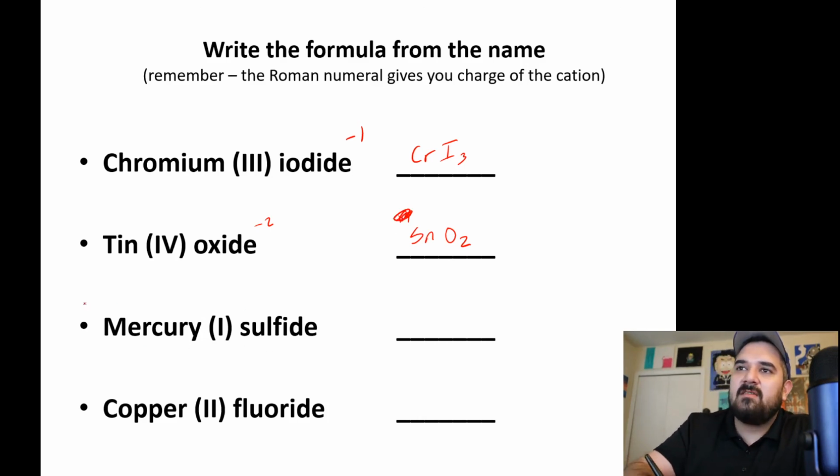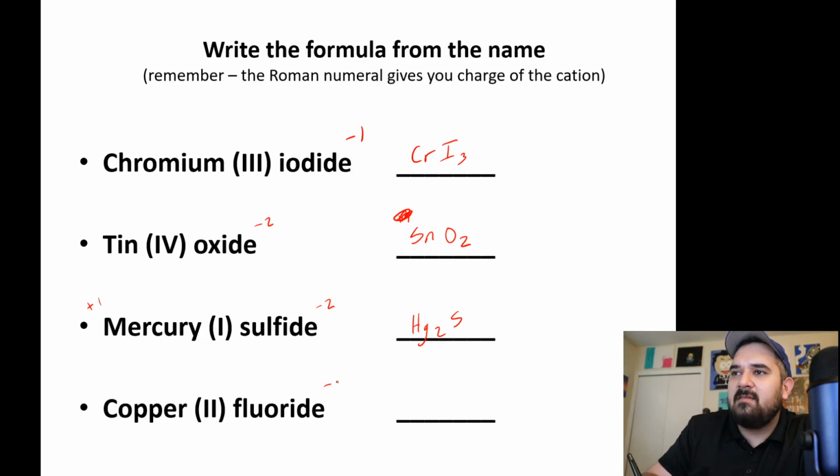Mercury 1 sulfide. So our mercury has a +1 charge. Our sulfur has a -2 charge. That means we're going to have 2 mercuries. Mercury is Hg. Hg2S. All right, copper 2 fluoride.